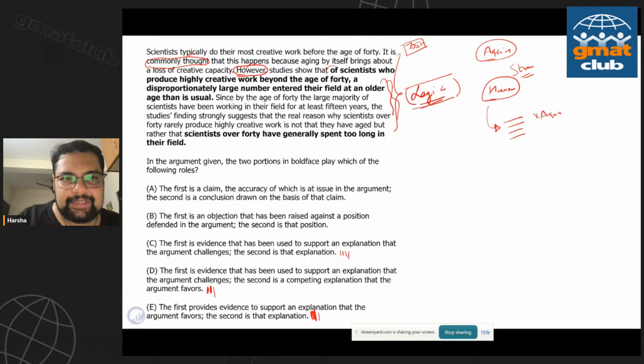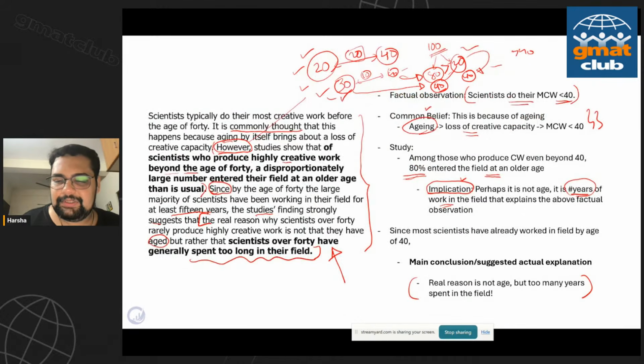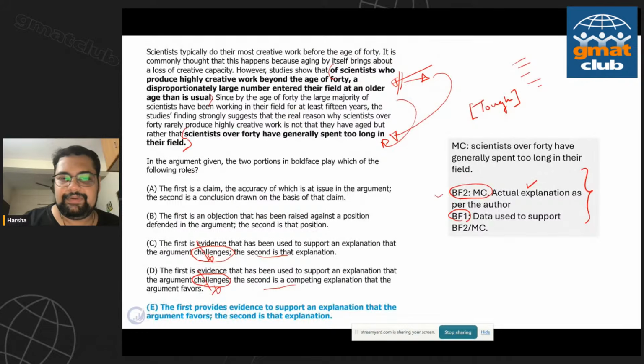Trying to understand the ideas. In this case, I took numbers to understand it. That's one way of doing it, but either way, you have to focus on that. That's the idea. Once you've understood it, the actual solving of it is pretty straightforward. So choice C, the first provides evidence to support an explanation. That's also okay. That the argument favors, absolutely. This is the favored explanation here. The second is that explanation. That in this context is this boldface 2.